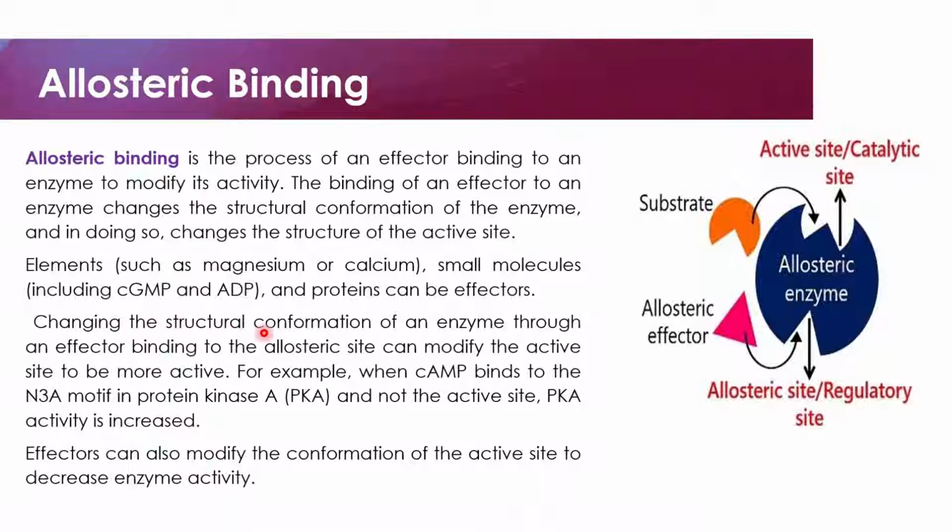And one key thing that we have to notice is that changing the structural conformation of an enzyme through an effector binding to the allosteric site can modify the active site to be more active. For example, when cAMP binds to the N3 motif in protein kinase A and not the active site, the protein kinase A activity is increased. And what we also have to note is that effectors can also modify the conformation of the active site to decrease enzyme activity.